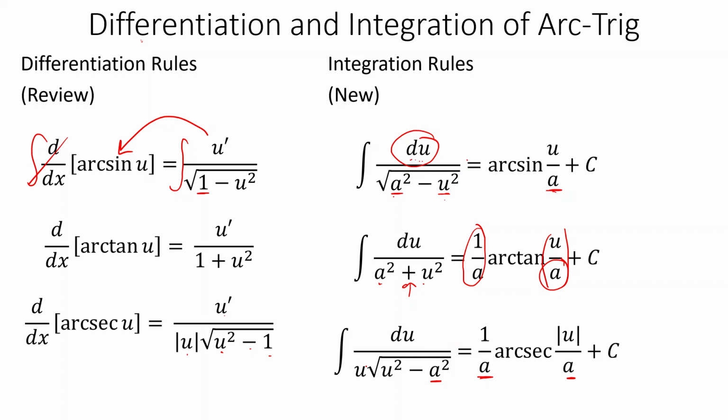We have this variable here, this u, in absolute value, and then the du up there. So again, we end up with absolute value here, and we have the 1 over a term in front. Sine does not have the 1 over a, but does have a square root, and secant does have a square root. Tangent has no square root and still has the 1 over a.